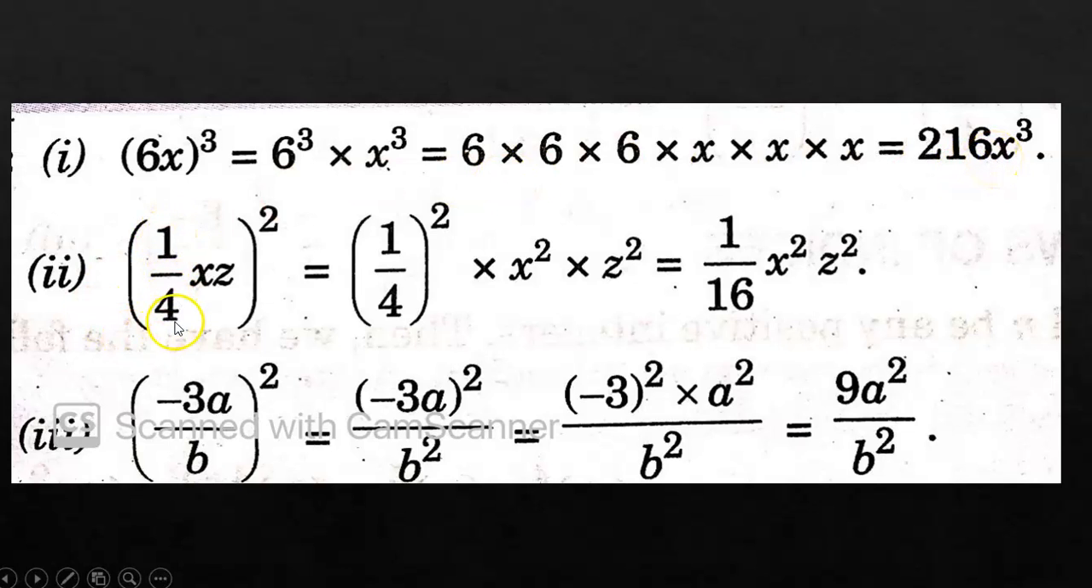Next example, 1 upon 4 xz the whole raised to 2 means 1 upon 4 raised to 2, x raised to 2 and z raised to 2. And this is how you will solve it further. Third example, minus 3a upon b the whole raised to 2 means minus 3a raised to 2 and b raised to 2. This can be further simplified as minus 3 raised to 2 multiplied by a raised to 2 upon b raised to 2. And this you can solve further like this. These were examples of the previous law.